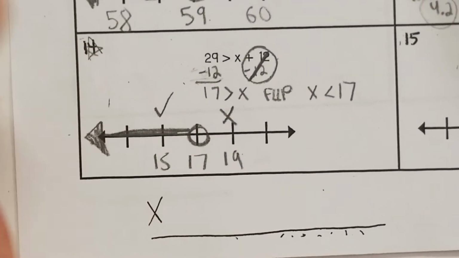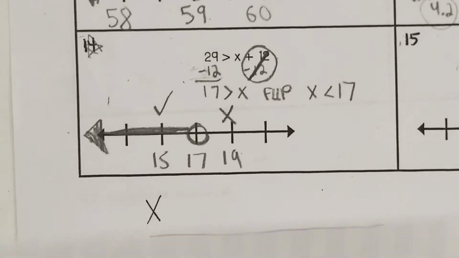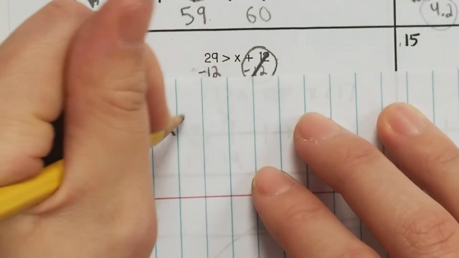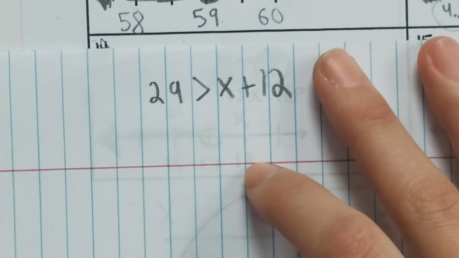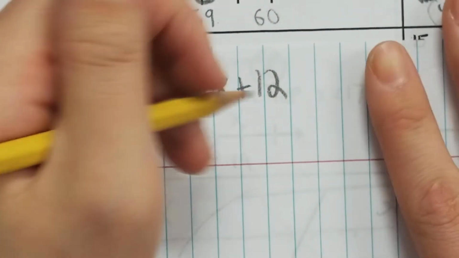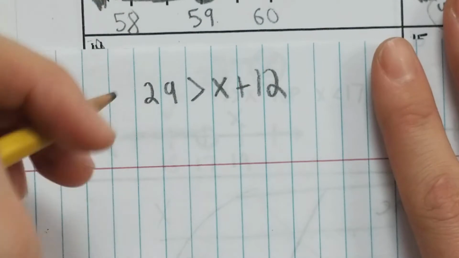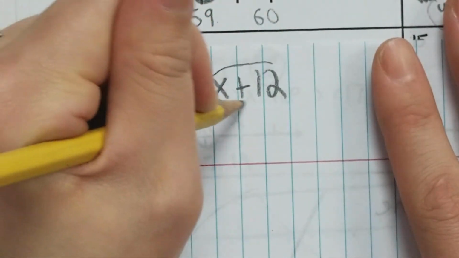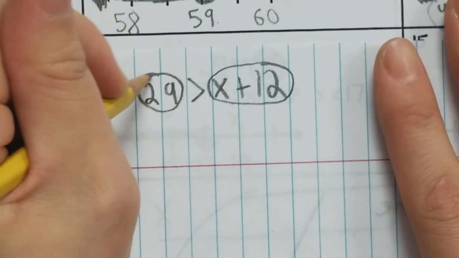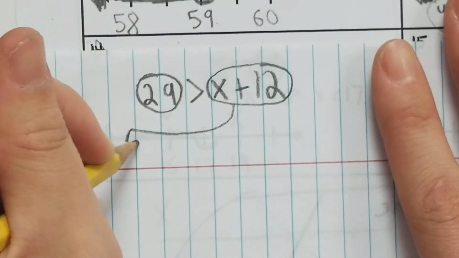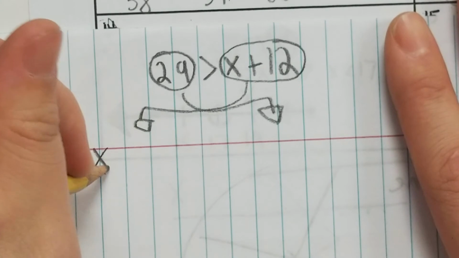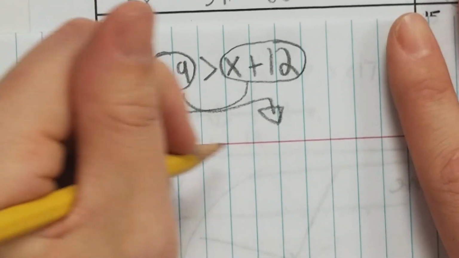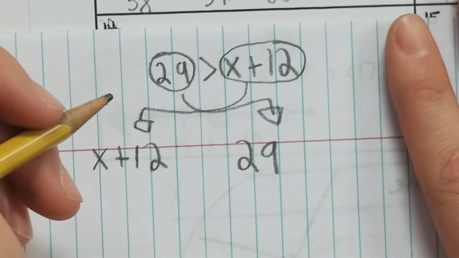Say you don't like that way, that's okay. You can also do it like this. 29 is greater than x plus 12. And from the beginning, if you don't want to leave it alone, we can just flip the whole thing. Please remember that this is the right side and this is the left side. So we're just moving this over here and then moving this over here. So I'm going to write x plus 12 and then 29.